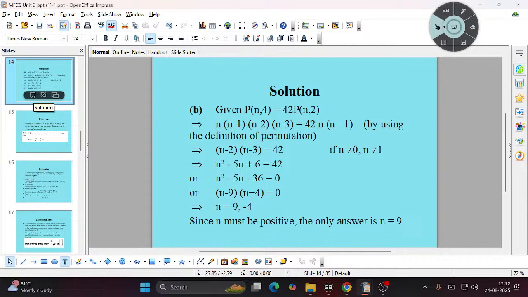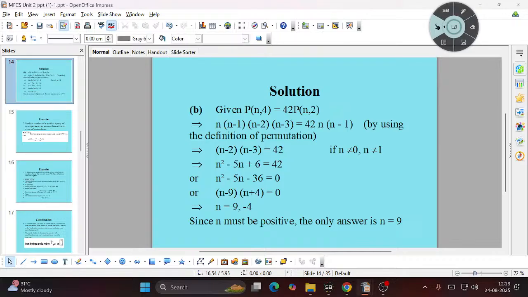Now see this question. Here I have given n comma 4. n comma 4 and what? n into n minus 1, n minus 2, n minus 3. Next, equal to 42 P of n comma 2 is given. So n into n minus 1 will go here. Sorry, n minus 1. Here n minus 1 will go. Here we will get n minus 2, n minus 3. Clear? Do you have an idea or not? Yes, let us do here.